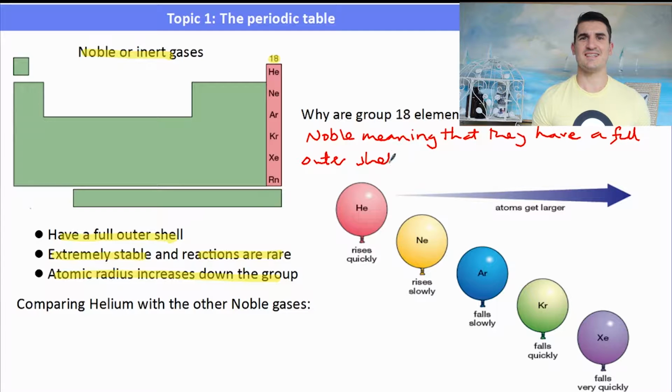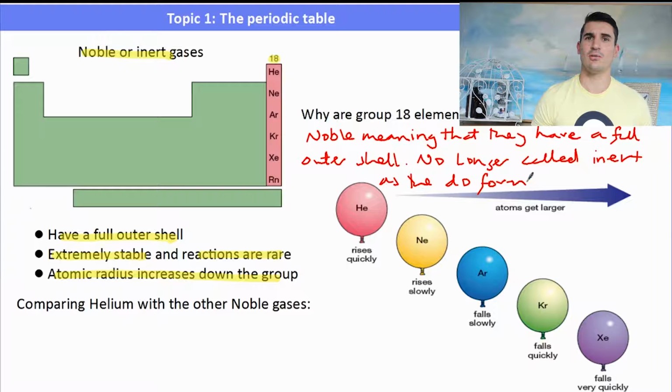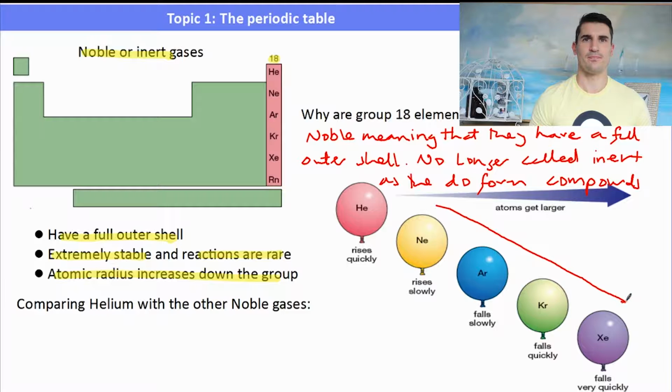One of their properties is they all have 8 electrons in their valence or outer shell. They're no longer called inert because we do know that they can form compounds, just rarely, and that is not the true sense of the word. Inert means it wouldn't form any compounds, but it does. So now we refer to them as noble, being like noble or king of the elements, because we have 8 electrons in the outer shell.